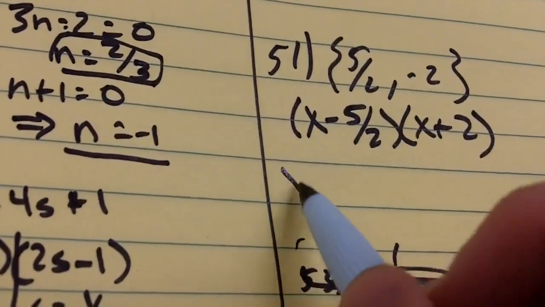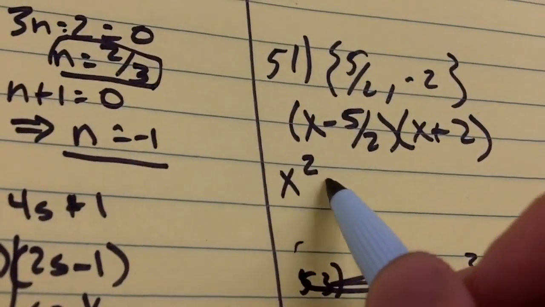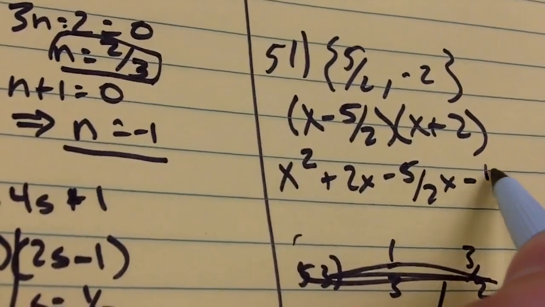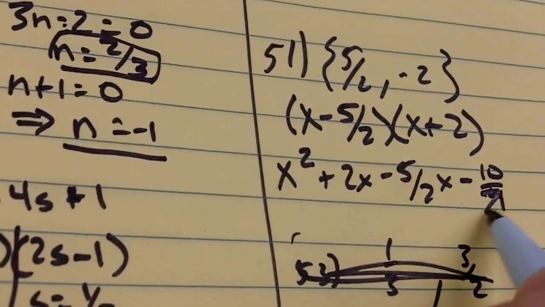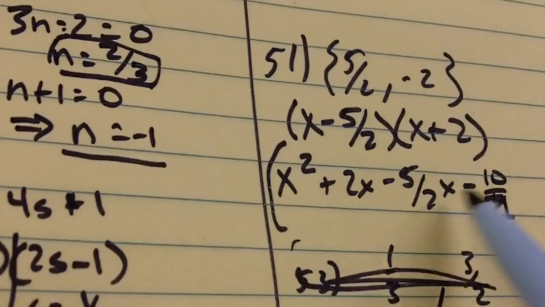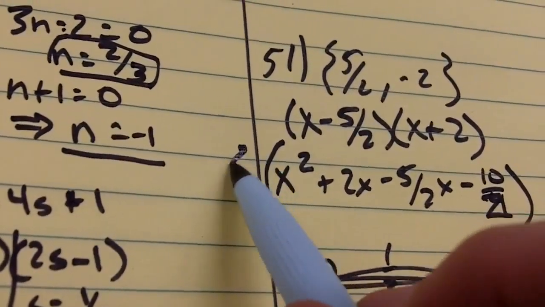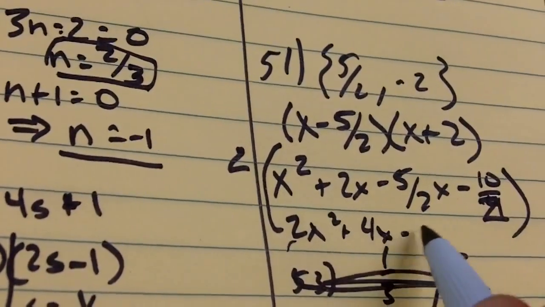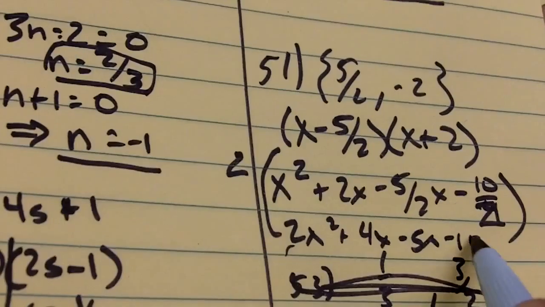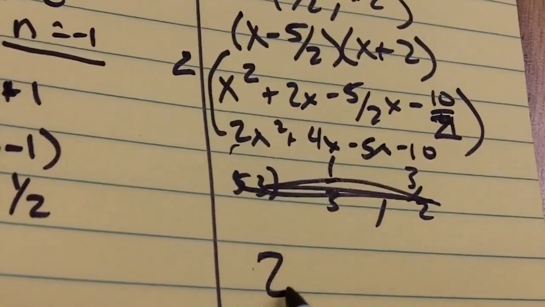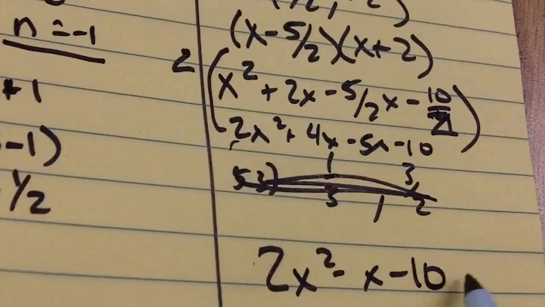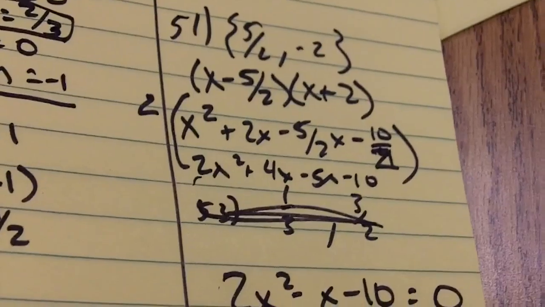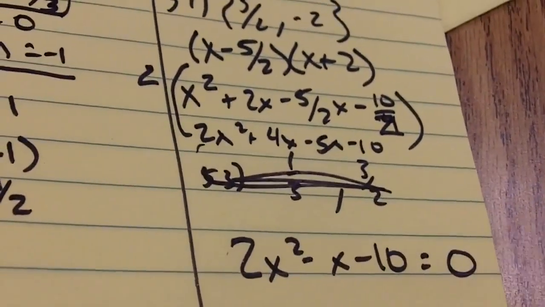What this means is when I multiply these out, I'm going to get x squared plus 2x minus 5/2 x minus 10/2. I'm going to get rid of all the fractions right now, and then I'm going to combine like terms. So I can multiply everything by 2. That gets rid of all the fractions. 2x squared plus 4x minus 5x minus 10. And then combine like terms: 2x squared minus x minus 10 equals 0. And if you factor that, your two solutions should be 5/2 and negative 2. We could check that, but we think it's right.